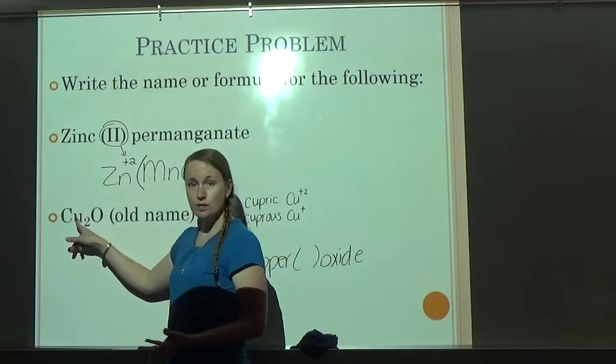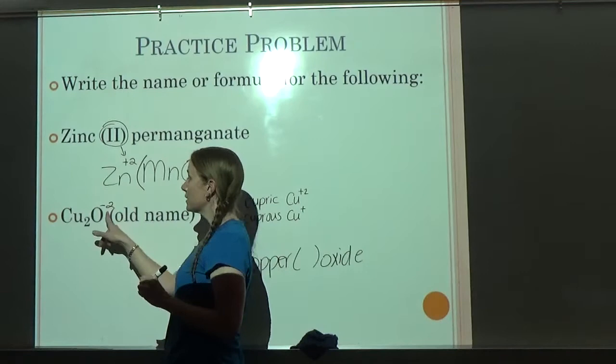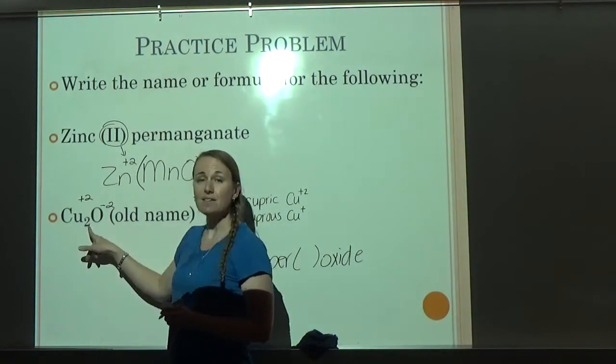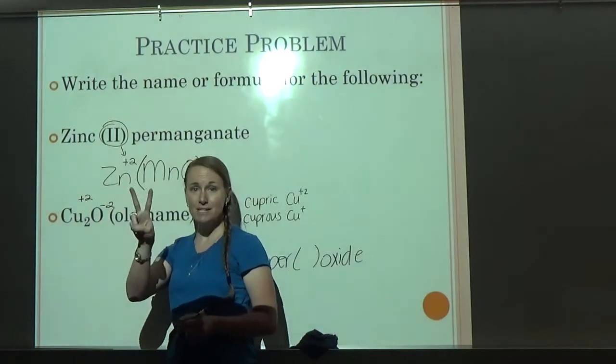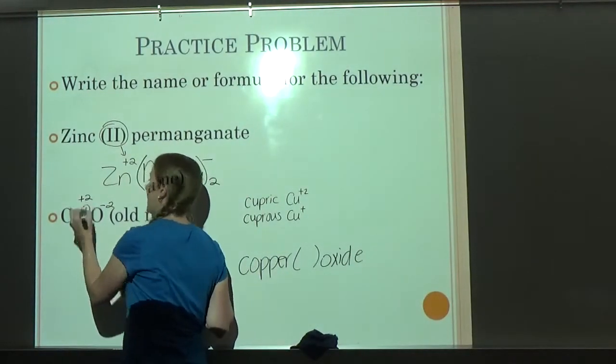Well, we don't know the charge of copper, but we do know the charge of oxygen is -2. So what cancels out a -2? A +2. But since I have a subscript here, I'm going to take those 2 positives and split them between 2 atoms, so they'll each be +1.